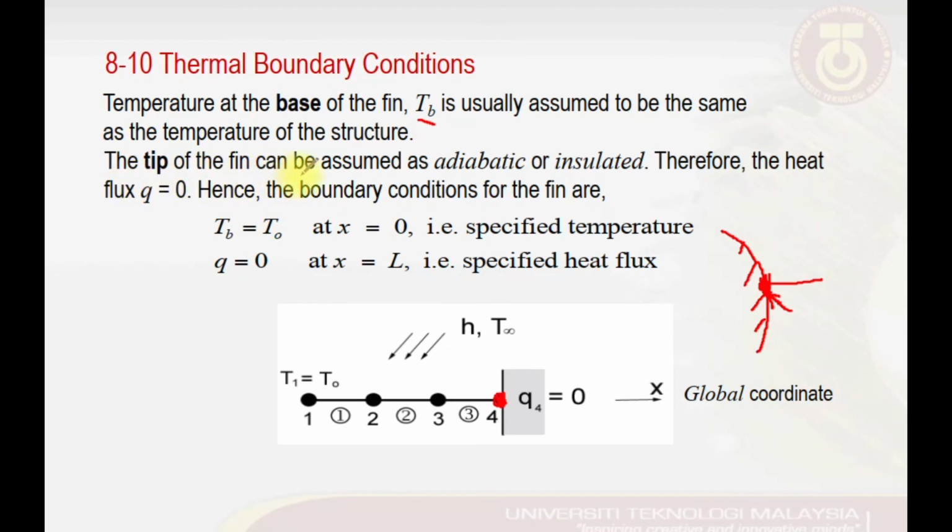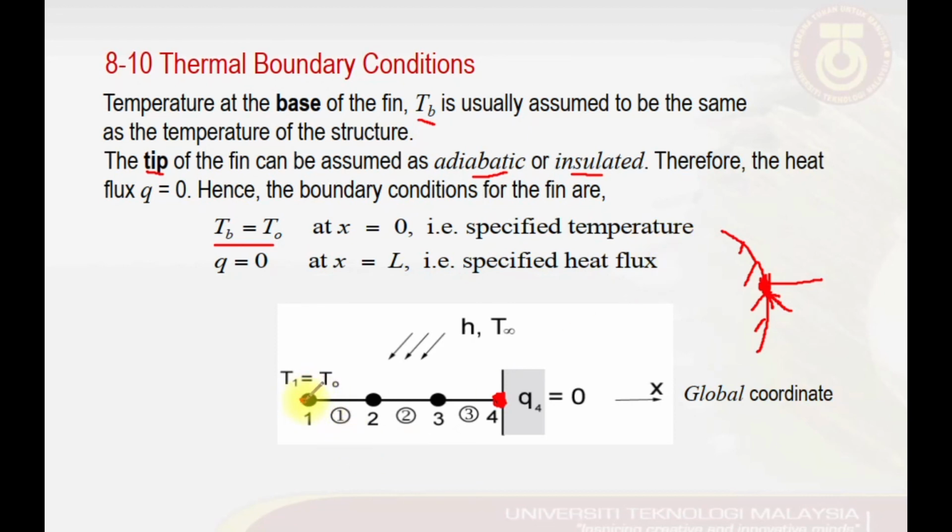The tip of the fin can be assumed as adiabatic or insulated. These are the two conditions that we use in our assumptions. Therefore, the heat flux Q equals 0 at the tip of the fin. Hence the boundary conditions for the fin are: we have T at node 4 here, or at the base, which is equal to T at the base, or we call it the specified temperature.